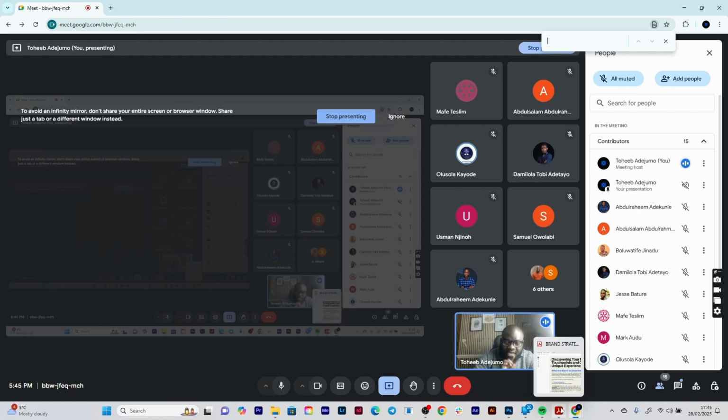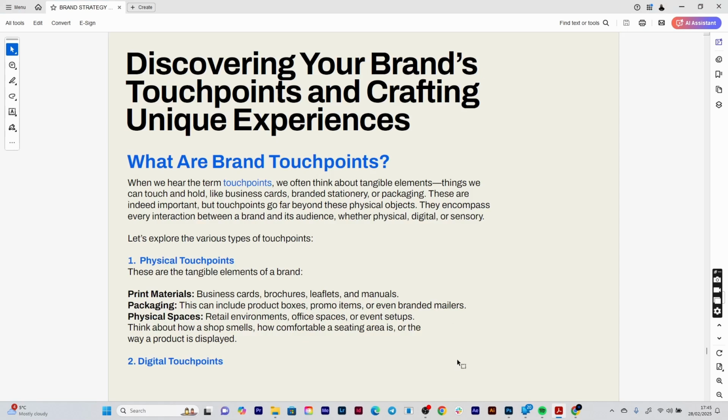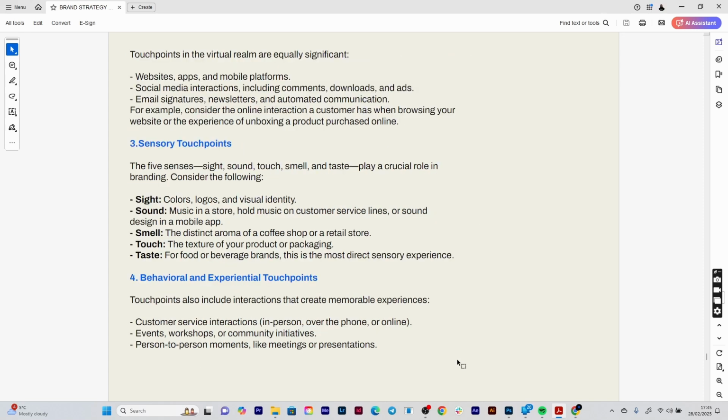But what we are saying in essence is for you to understand how important brand touch points are. How your shop smells, the seating arrangement, all of those things are very important when it comes to brand touch points. So that's physical touch points, what people can see and what they can touch. Now we have digital touch points. These include your website, your app, your platforms, social media interaction, and email signatures. All of these are digital touch points.